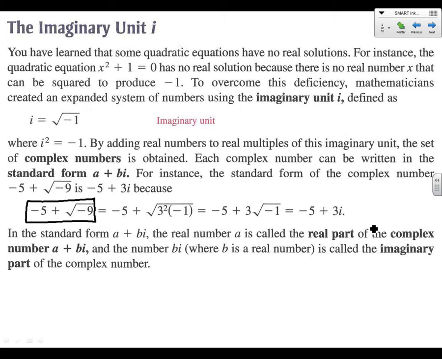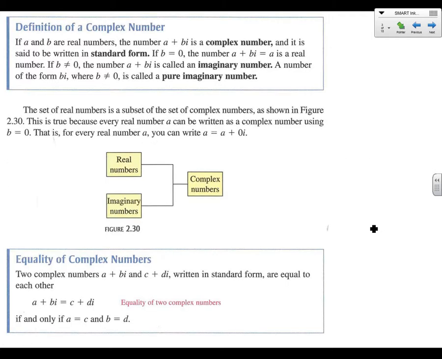If we look at one of the examples, -5 plus the square root of -9, we can break this down. The square root of 9 is 3, and we'll deal with the negative part by saying it's 3i. So we're dealing with real numbers, normal negatives and positives, and imaginaries, which are the square roots of negatives. When you combine the two, you get complex numbers, which is what this chart is telling us.